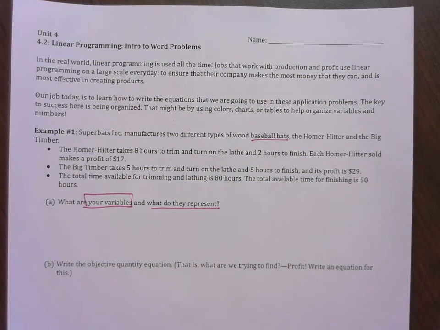Okay? That's the most important thing anytime you're working with a word problem. So, first question. What do you think our variables are going to be? What are we even talking about? Money and hours. We are talking about money and hours, but what are we talking about that's even bigger? Baseball bats. That's exactly it.